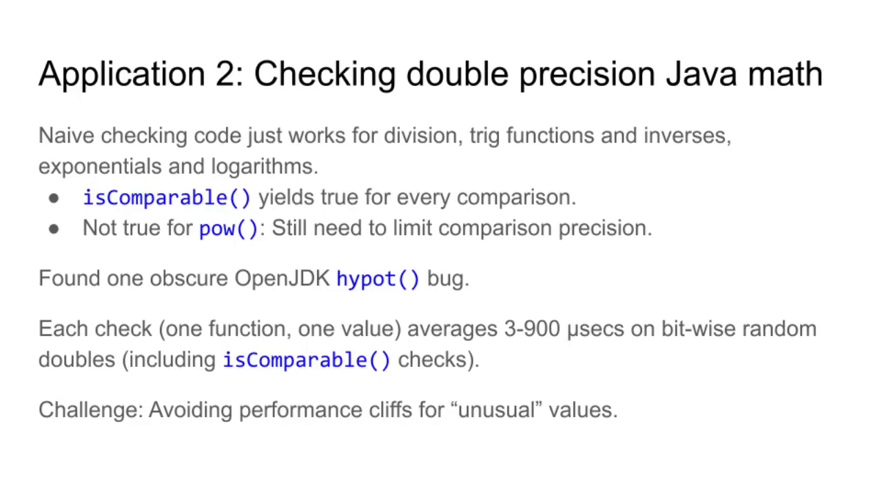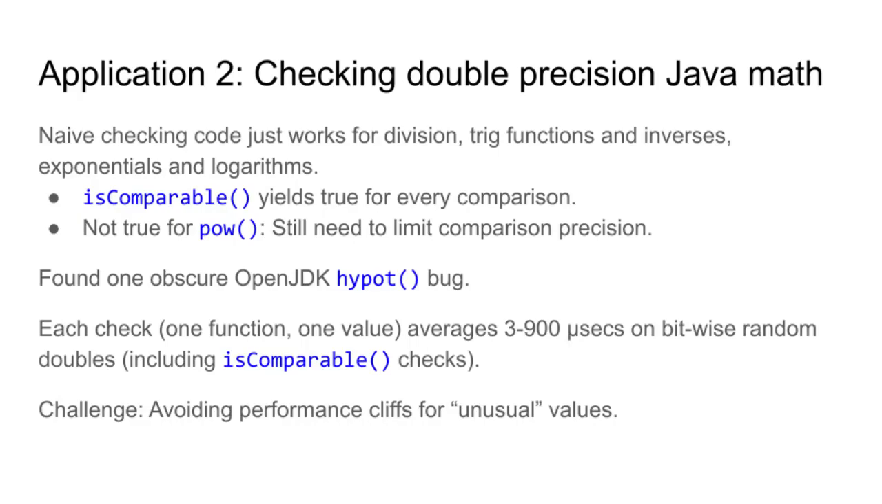We implemented our second application, checking code for double precision Java functions, and that also has been quite successful. We now have checking code that uses relatively naive comparisons to check the results for division and many of the Java lang math functions, including the trig functions and inverses, exponential and log functions, and the hypotenuse function. It turns out that for all of the ones I've listed so far, is comparable actually always returns true. If we look at the pow function, the binary power function, that's actually not the case.